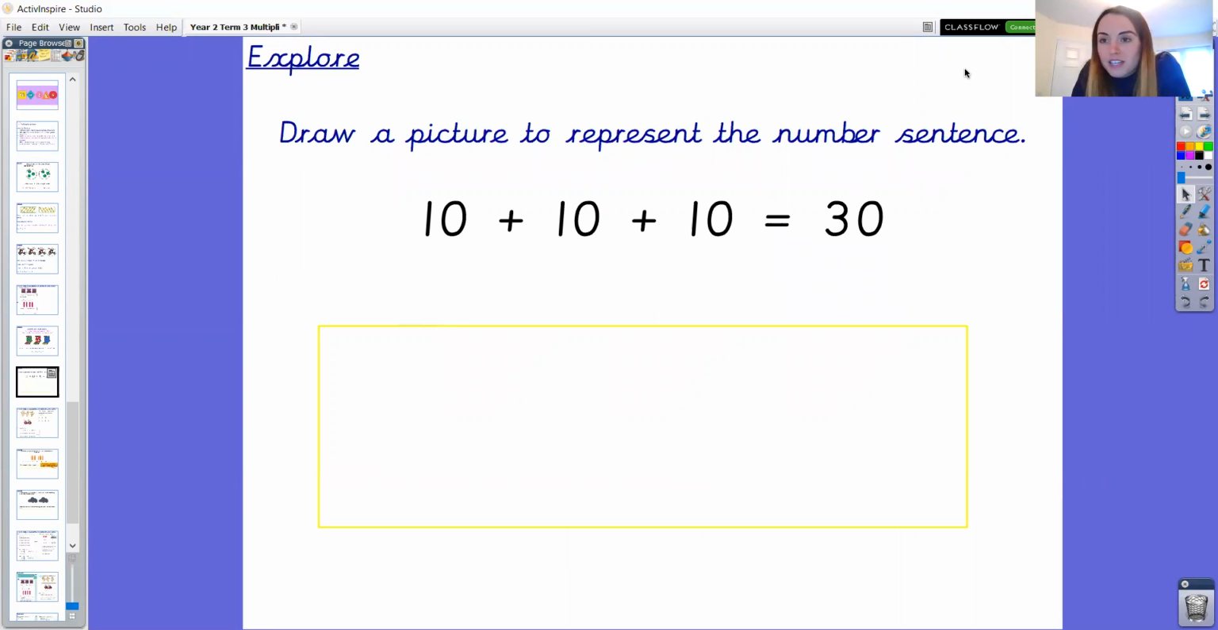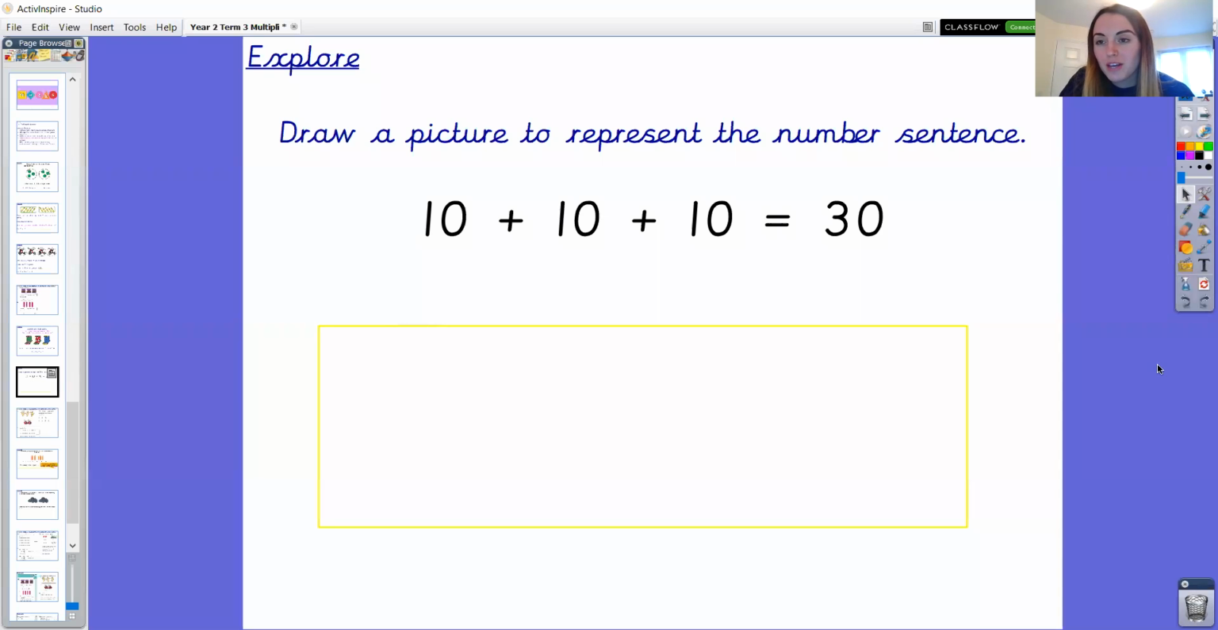Okay, moving on to our next explore question. It says, draw a picture to represent the number sentence. Should we read the number sentence together? 10 add 10 add 10 equals 30. Okay, please pause the video here and have a go at drawing a picture to show the meaning of this number sentence.